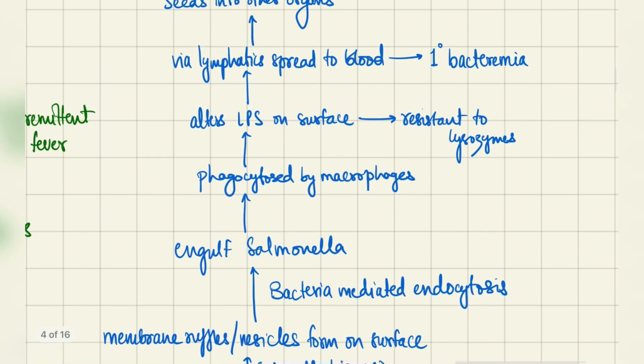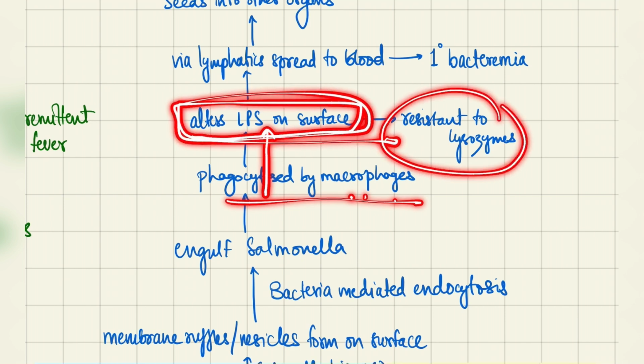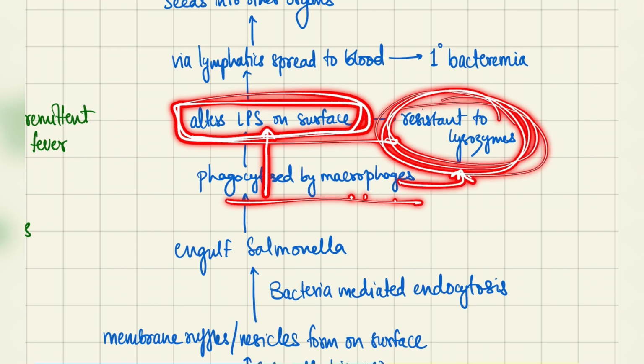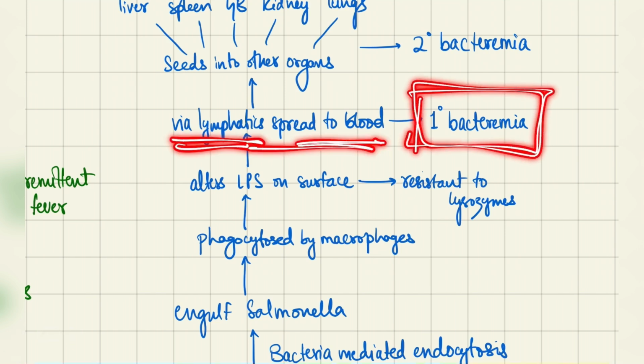The salmonella is then phagocytosed by the macrophages, but unfortunately, the macrophages cannot kill salmonella. Why? Because the virulence factor is it alters the lipopolysaccharide on its cell surface, because of which it becomes resistant to the lysozymes by the macrophages. It's resistant, so it doesn't get killed. It spreads via the lymphatics to the blood, and this is when it causes primary bacteremia.